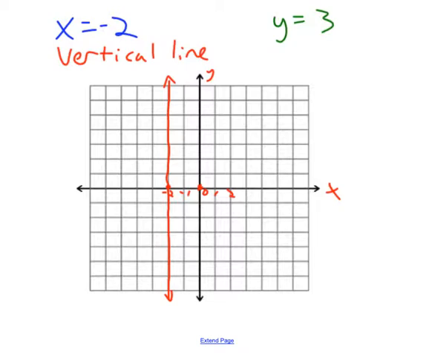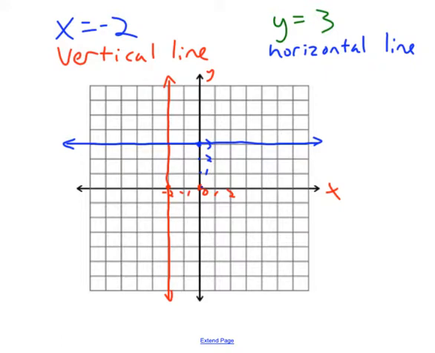I think you're probably pretty keen on where we're going with this. If x equals something is a vertical line, what is y equals a constant? Well, that is going to be a horizontal line. For the horizontal line y equals 3, we would go to the origin and count up 1, 2, 3 to where y is 3. It will be a horizontal line right through the y-intercept of y equals 3. So there's a horizontal line and a vertical line, both special cases that you might run into.